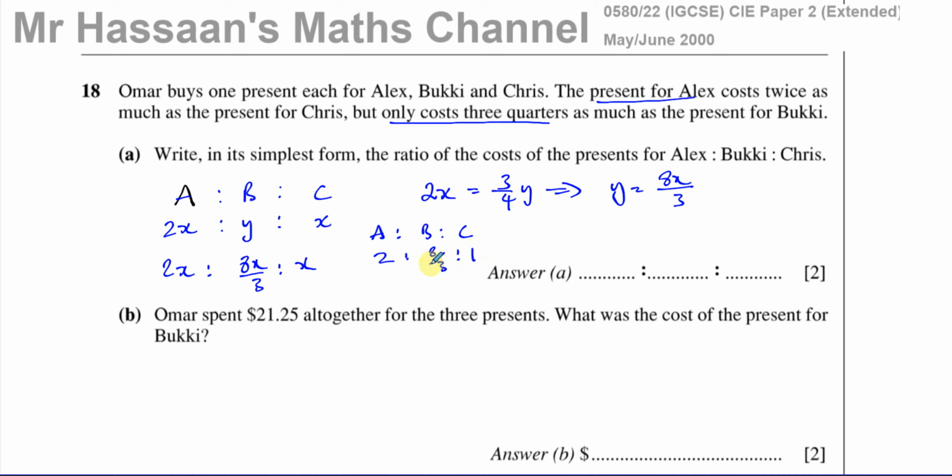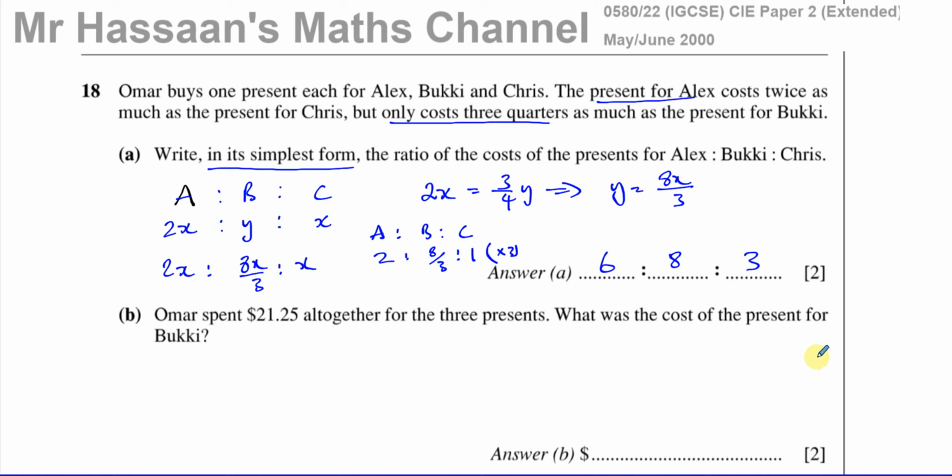Now, of course, we've got to write it in its simplest form. Simplest form of ratio means there should be no fractions. There should be integers in their simplest form. There should be no common factor, but you can't have any fraction. So what I'm going to do is multiply every part of the ratio by 3. I'll write that on this side so it's clearer. I have 2 times 3, which is 6, and 8 over 3 times 3, which is 8, and 1 times 3, which is 3. There's no common factors. That is the answer to part A.